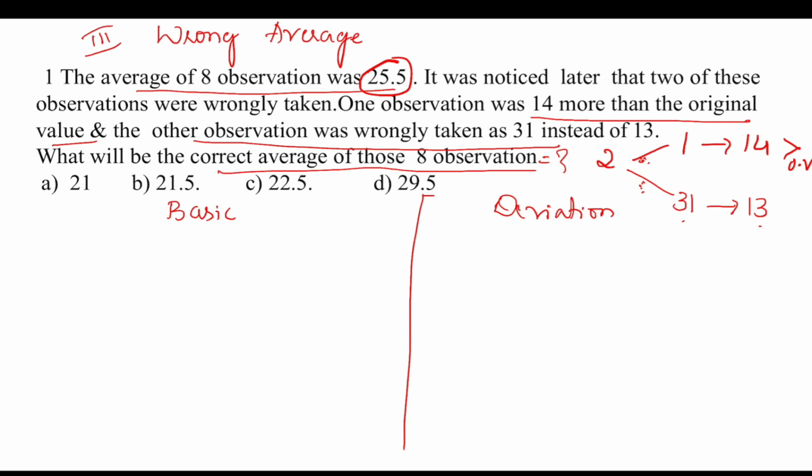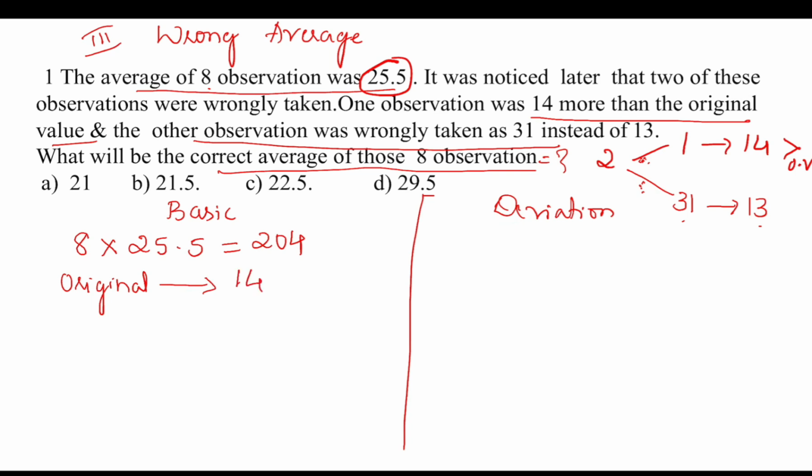Okay, now 8 observations and the average was 25.5, so the sum will be how much? Number of observations into average. It is 8 into 25.5, which is nothing but 204. It was noticed later that 2 of these observations were wrongly noted. So the one number was 14 more, isn't it? It was 14 more.